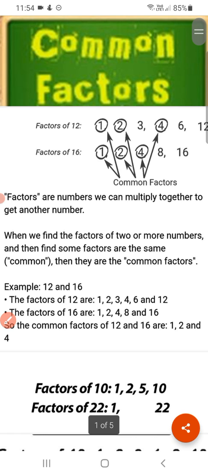So children, factors are numbers we can multiply together to get another number. When we find the factors of 2 or more numbers and then find some factors are same, then they are the common factors. So for finding the common factors, you find the factors first and circle the factors which are common, that is which are same in the given numbers. Hope this topic is clear for you.